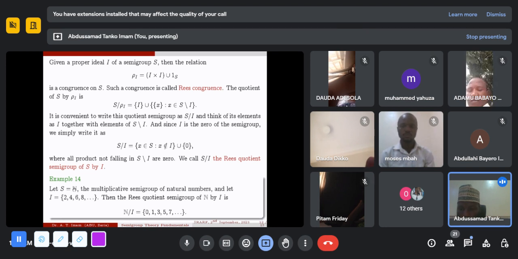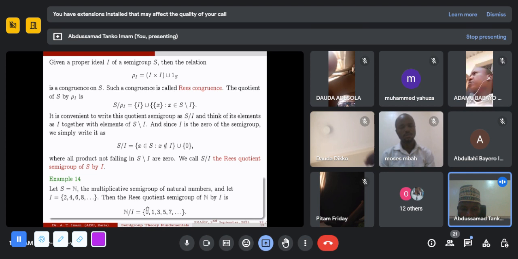If you take the semigroup of natural numbers with respect to multiplication, the set of all even natural numbers is an ideal. And then N/I, the Rees quotient semigroup, is this one. So what we do here is this whole I, all the even integers, you group them together and call them zero. And then the complement, which is the odd integers, you write them as 1, 3, 5. And so that is what we mean by the Rees quotient semigroup.